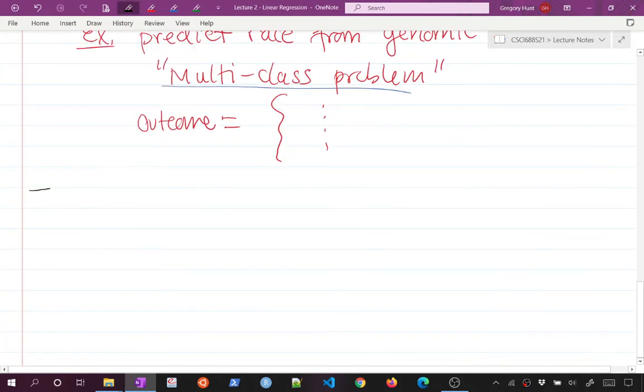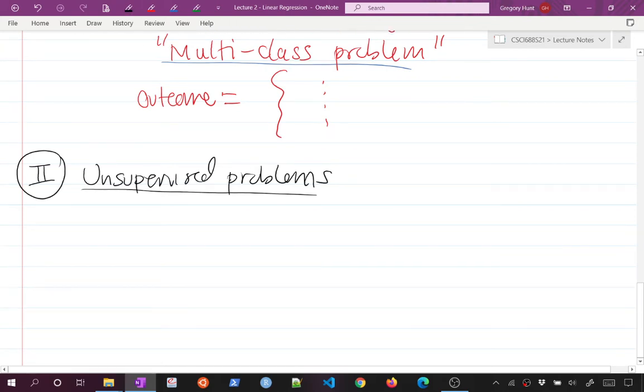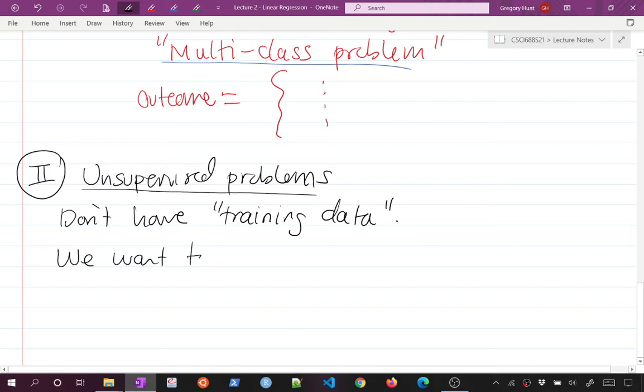The alternative, so we'll call it learning problem type 2, is unsupervised problems. We won't quite get to these techniques until the second half of the course, but contrasting with supervised, an unsupervised problem is basically anything that's not a supervised problem. Basically, we don't have our training data. So we don't have examples of y and x pairs. All we want to do in an unsupervised problem is learn or summarize interesting, important trends in the data.